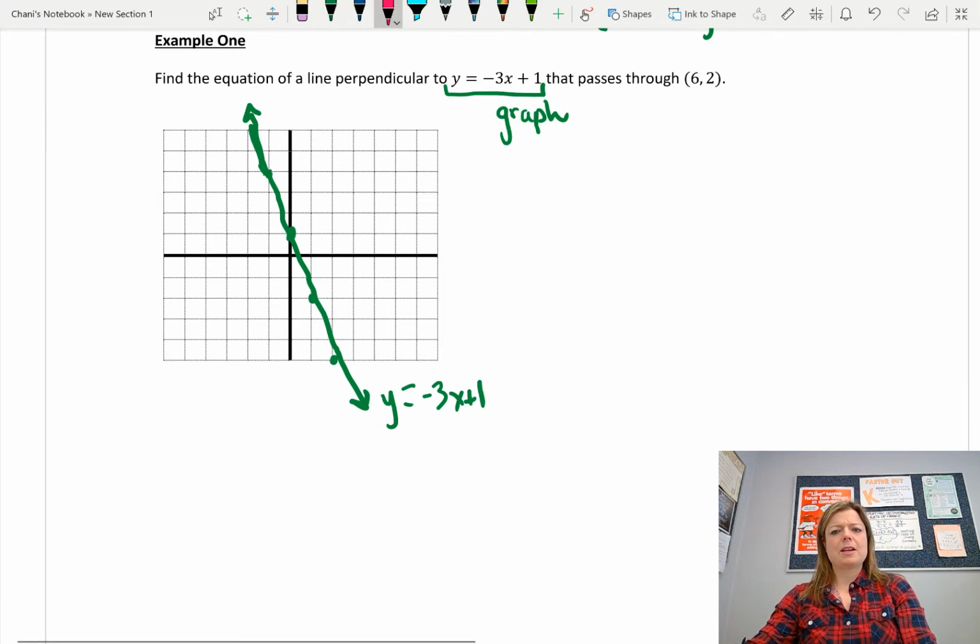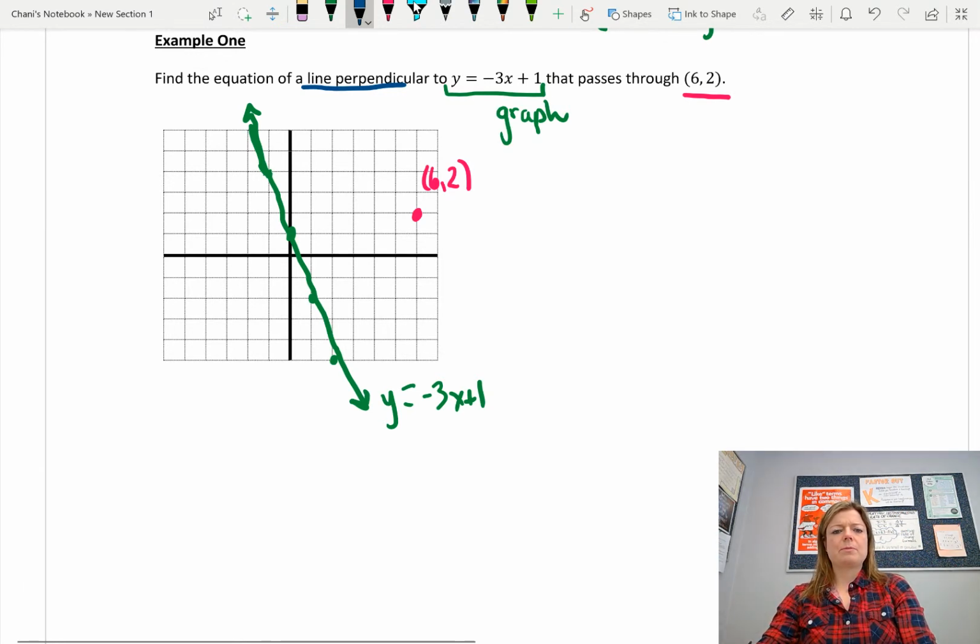Okay, so now we want it to pass through (6, 2). So let's plot that. 1, 2, 3, 4, 5, 6, and 1, 2. So that's our point (6, 2). So our line is perpendicular to this line and goes through that.